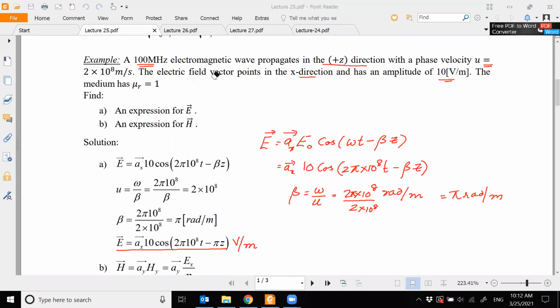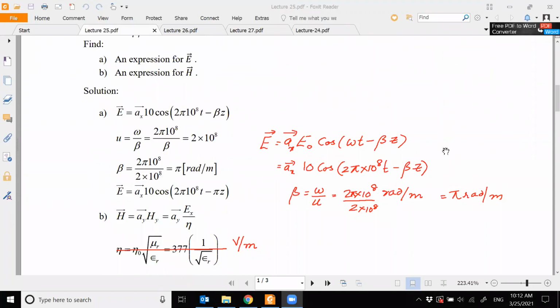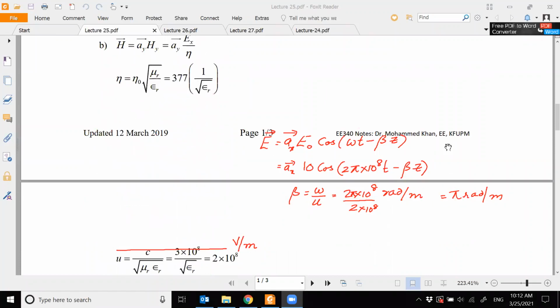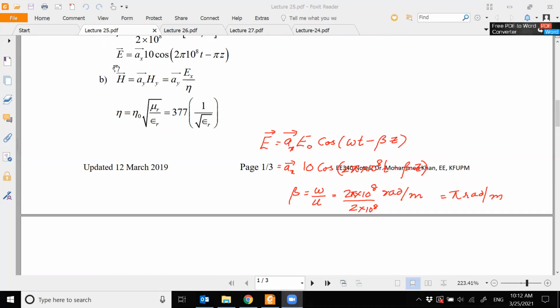And how can you now get its associated magnetic field? The associated magnetic field can easily be obtained in the following way. We know the associated magnetic field is Hy. See here, it is Hy. It will be in the Ay direction, and it is nothing but Ex over eta. So therefore we are finding eta first. Eta is eta naught times root of mu r over epsilon r, which is equal to 377 times 1 over root of epsilon r.